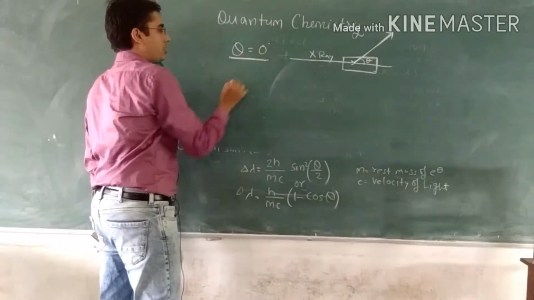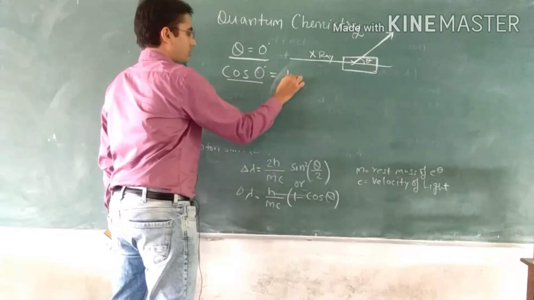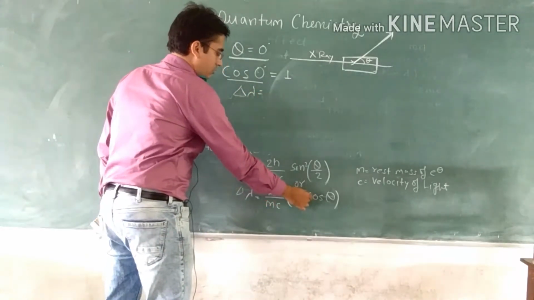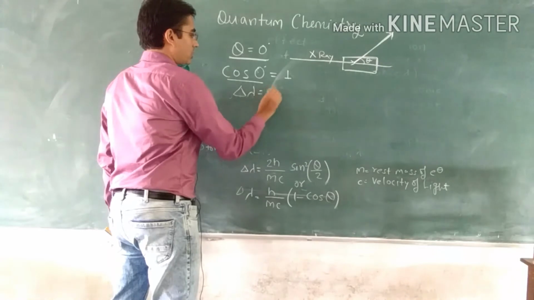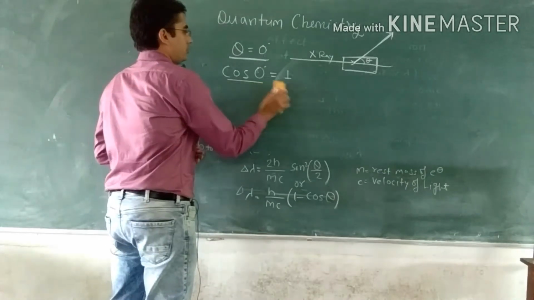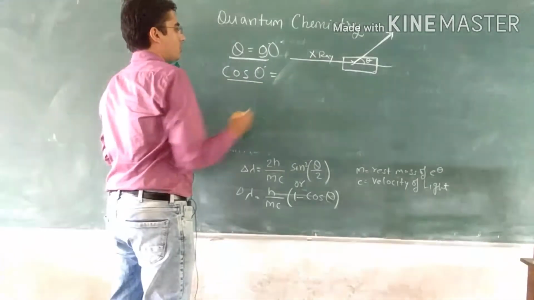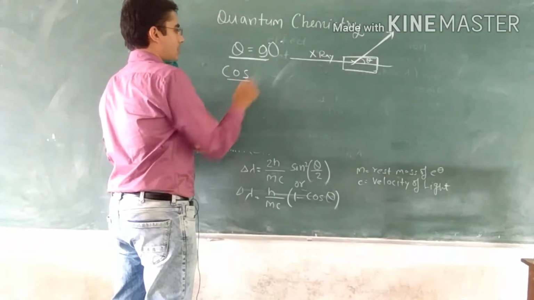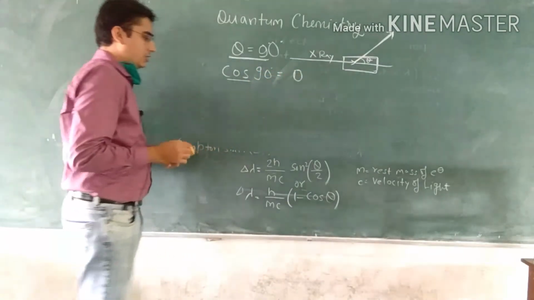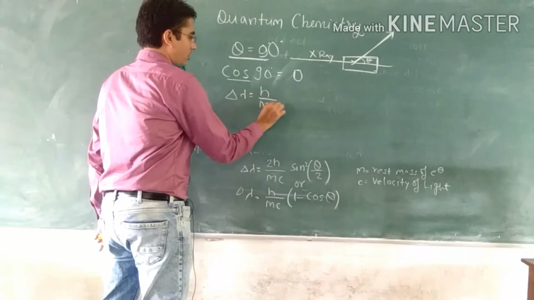If theta is 0 degree, then cos 0 degree is equal to 1. So delta lambda is 1 minus 1, which is 0. So delta lambda is 0. So Compton shift is 0. When theta is equal to 90 degree, then cos 90 degree is 0. So delta lambda is h upon mc.